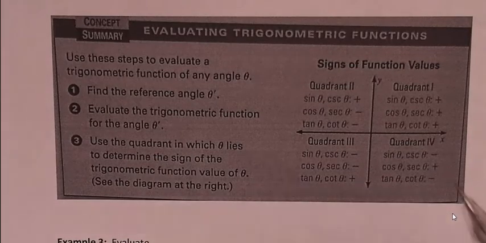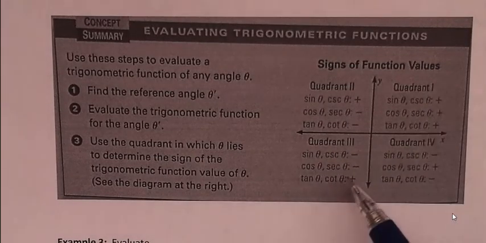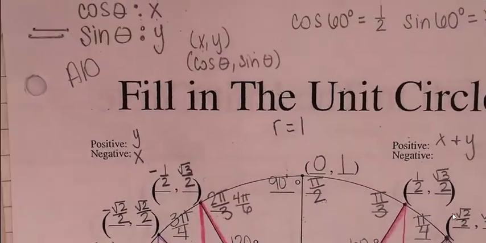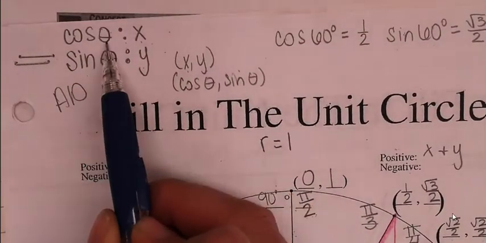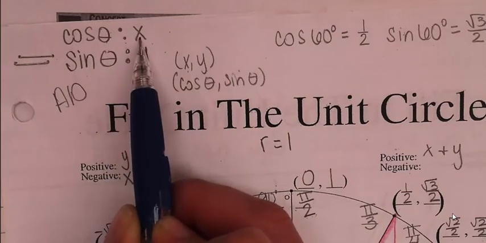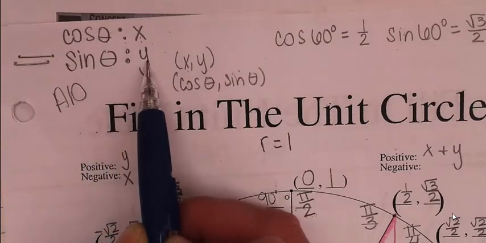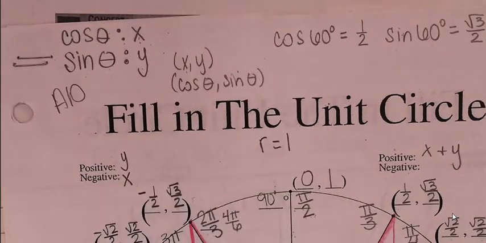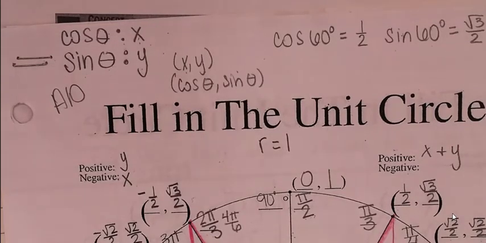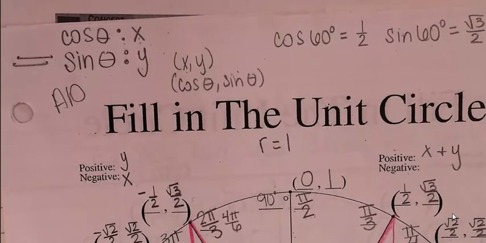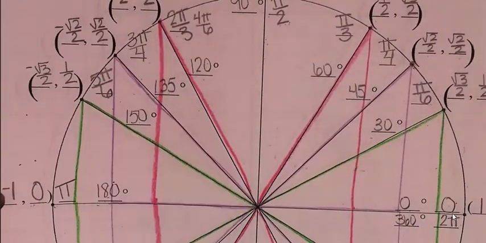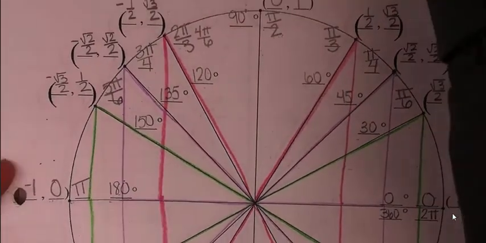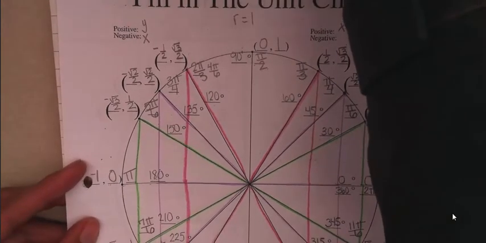So for me, I'm not going to sit here and memorize all this. I'm going to think about my unit circle. I'm going to think about the fact that cosine of some angle corresponds to x, and sine of some angle corresponds to y. And then the rest of my functions are based on those functions, right? So tangent is sine over cosine. Cotangent is cosine over sine. So I can just think about in which quadrants my x's and my y's are positive and negative.